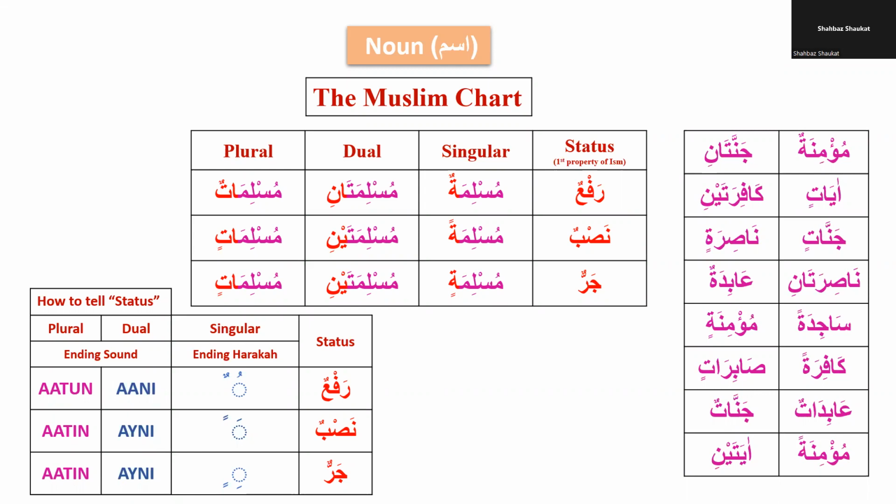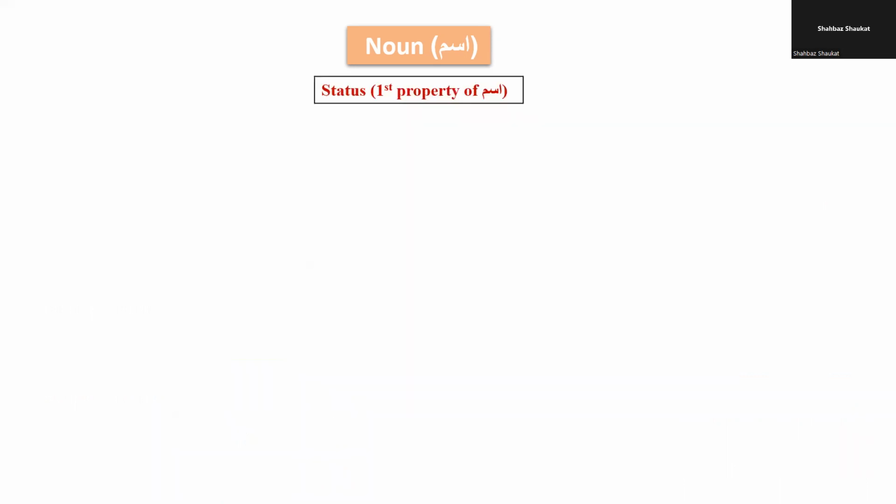Okay. So inshallah, my plan is to conclude the study of status in this session today. And inshallah, then we move on to some other topics and learn about the other properties of Ism as well. So today, because we have learned how to identify the property of an Ism, is it Rafa, Nasab, or Jar, all we are going to do today is practice identifying the status of an Ism.